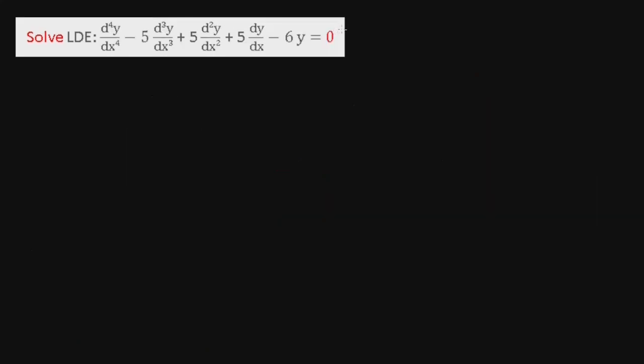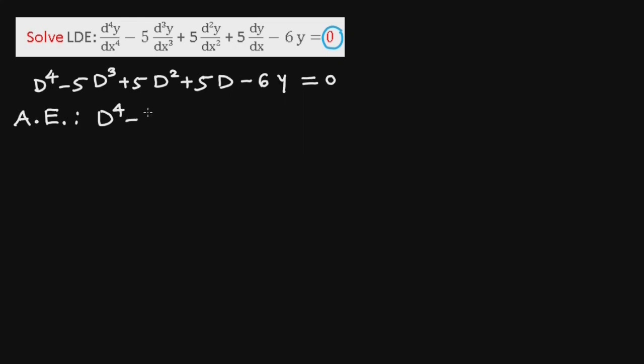In this LDE, the right hand side is 0. In terms of d, this LDE will be (d raised to 4 minus 5d cube plus 5d square plus 5d minus 6) y equals 0. Its auxiliary equation will be d raised to 4 minus 5d cube plus 5d square plus 5d minus 6 equals 0. This polynomial is of degree 4. Let us see how to factorize a polynomial with degree 4.